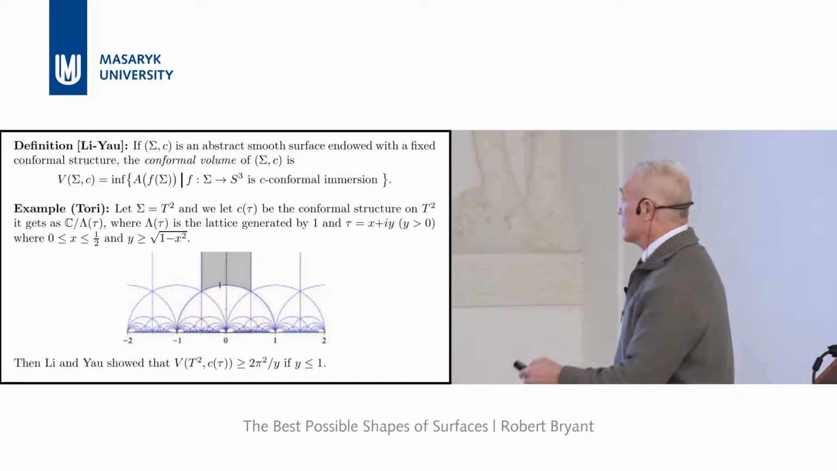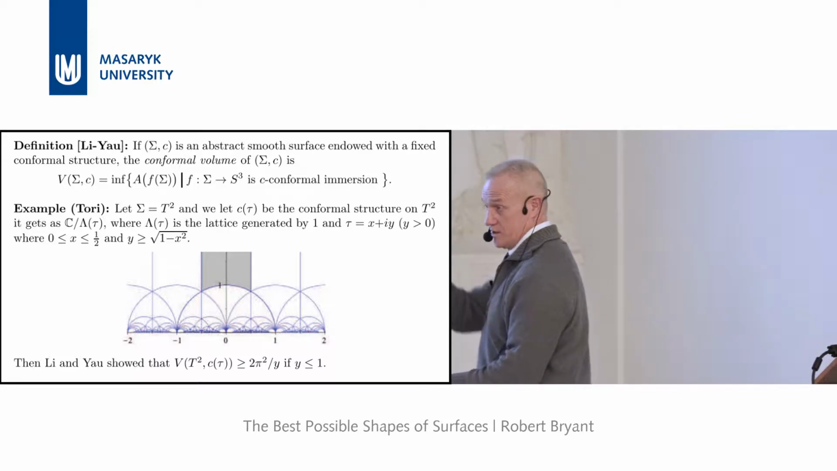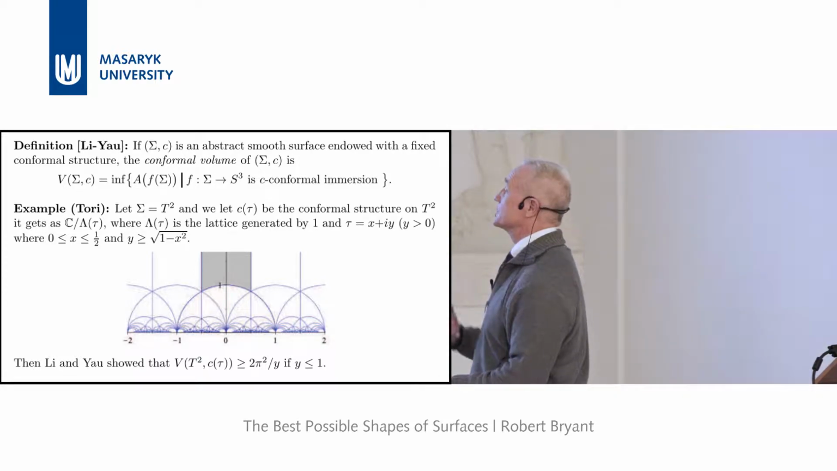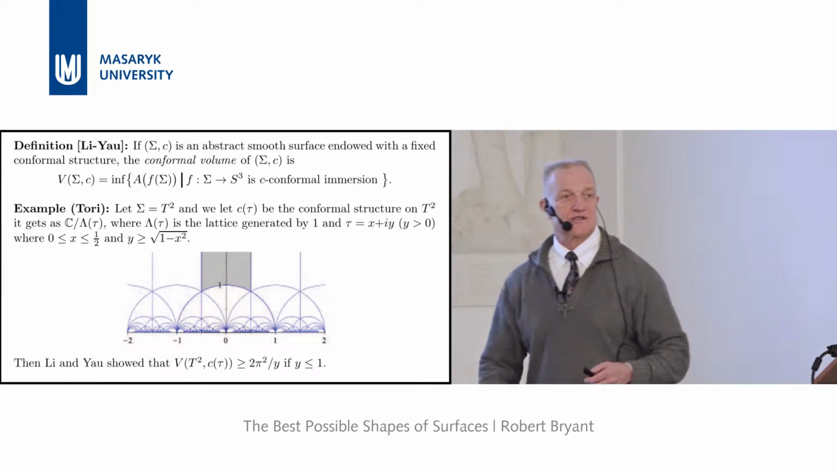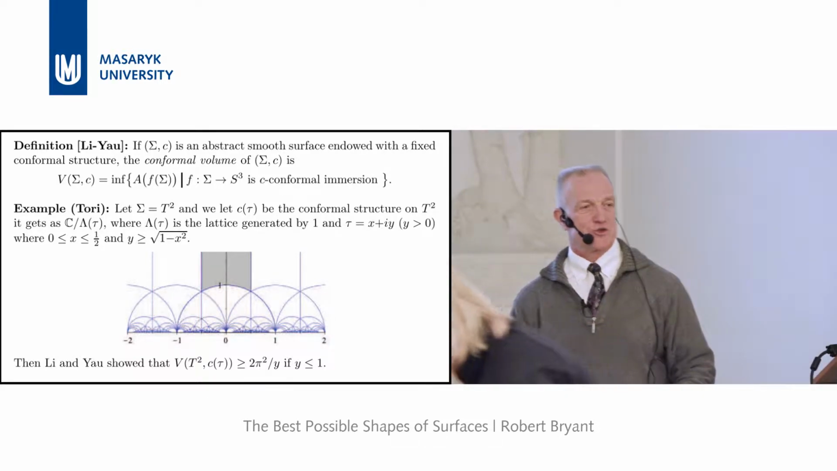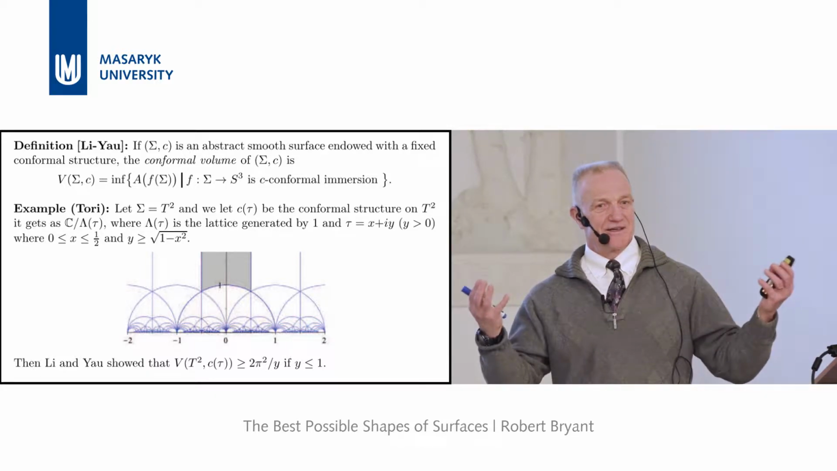In particular, the square torus, which is what the anchor ring torus is, the square torus, which is right there, has its conformal volume at least 2 pi squared, and so the Willmore conjecture is true for the square torus, which is a nice result.